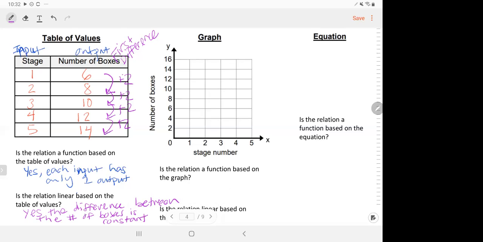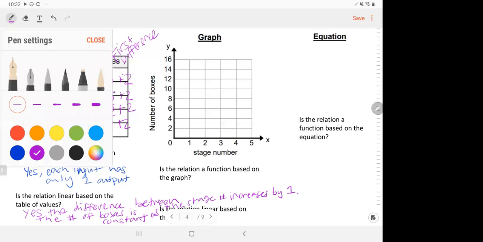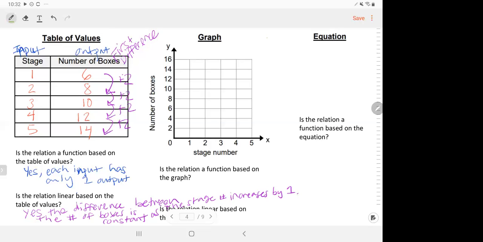And I'm going to say is constant as the stage number increases by 1. The stage number increases by 1. I really ran out of room here. Okay, for my graph, I'll just use a different color so that we know that this is for the graph. So if I'm in a graph, I go over to stage 1 and up to my number of boxes.